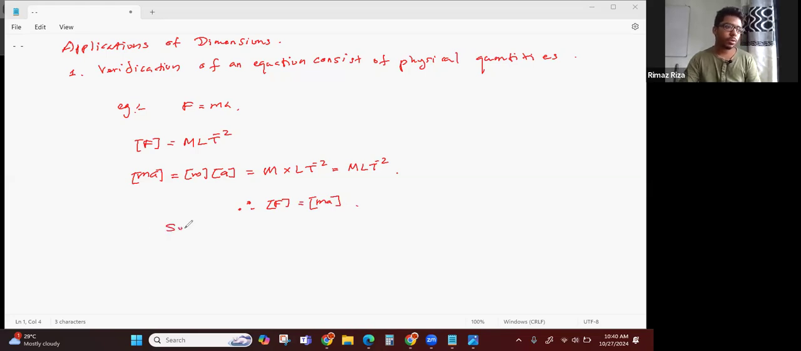Therefore we can write that the equation or relationship is dimensionally correct. So if there's an equation relating physical quantities, what you can do is consider the dimensions of both sides. If they are equal, then that equation is dimensionally true. Did you understand?